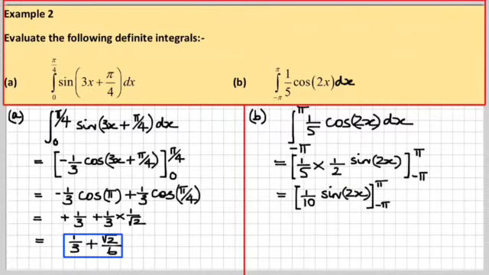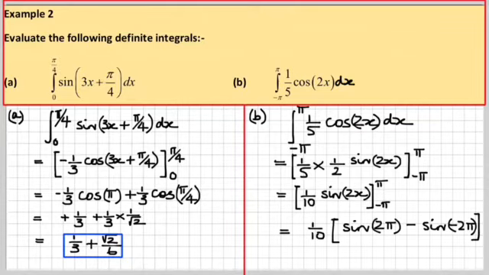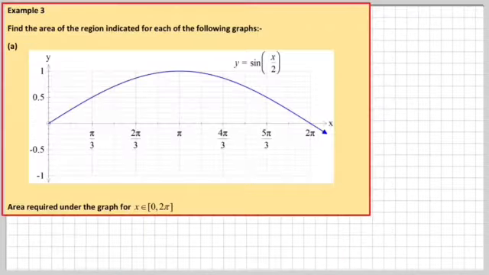Now let's just go for it, should be pretty easy. So 1/10 of sine 2 pi minus 1/10 of sine of minus 2 pi, which is going to be 0. My goodness, it's 0. How amazing. Alright, let's keep going. We've got another example here for you.